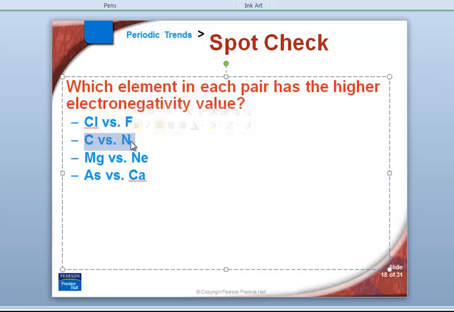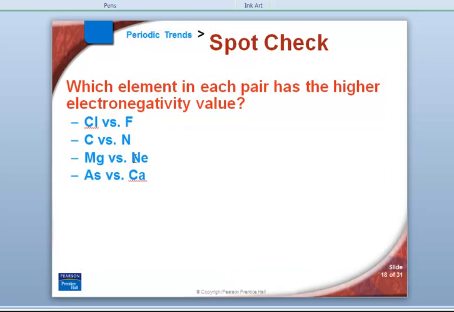What about carbon versus nitrogen? Well, these 2 elements, as you can see, they're both in the second period, and we know that electronegativities get higher as we go to the right. Since nitrogen is to the right of carbon, nitrogen has a higher electronegativity value. What about magnesium versus neon? Okay, this is a bit of a trick question. From reading your textbook, you may remember that electronegativity values are not defined for noble gases, and neon is definitely a noble gas. So neon has no electronegativity value associated with it. So I guess by default, magnesium would have the higher electronegativity value.